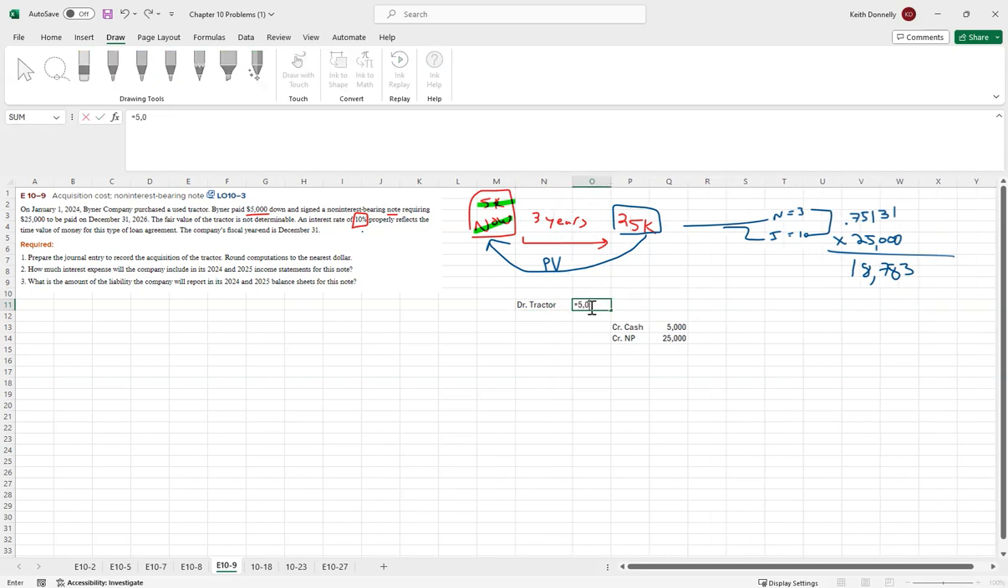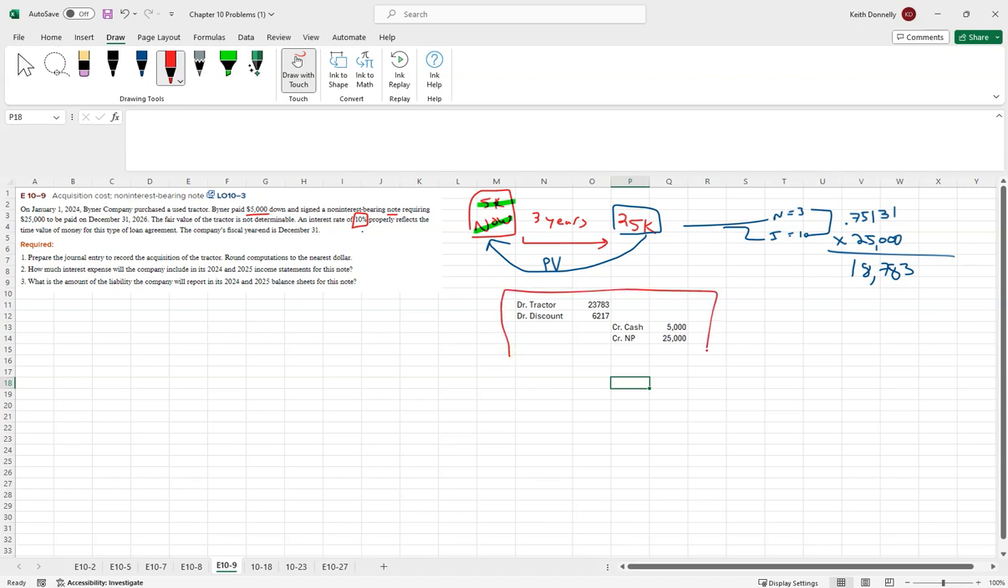It's going to equal $5,000, what we pay now, plus the present value of that note payable, 18,783. We're looking at 23,783. The difference here, because we got 23,783 and 30,000, is going to be a debit to discount for 6,217. That's the journal entry here for 1.